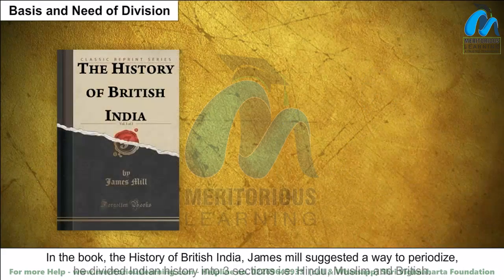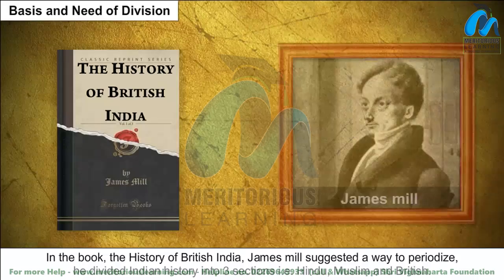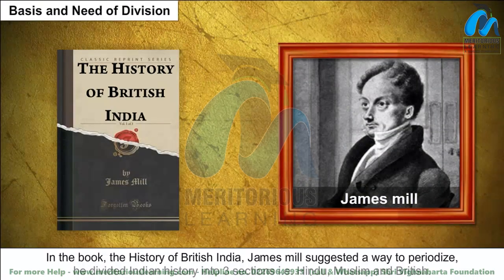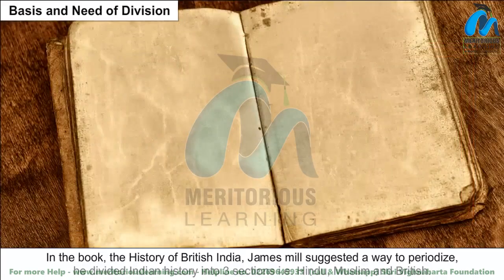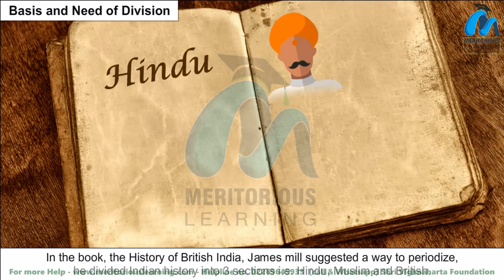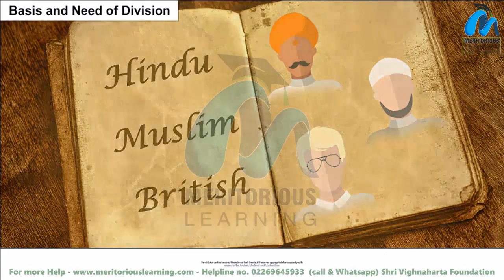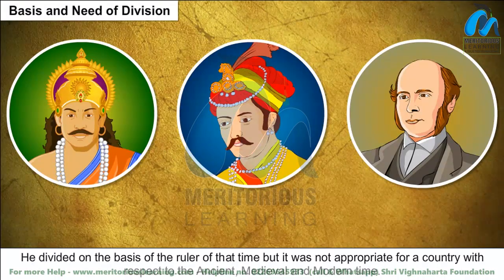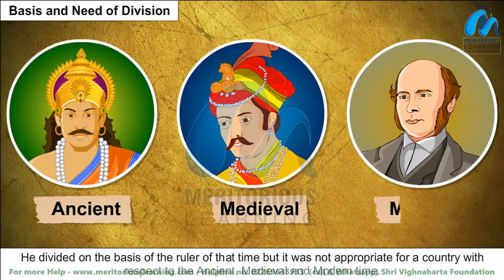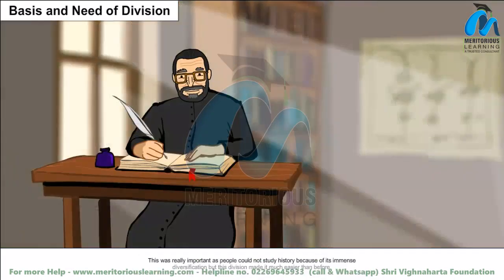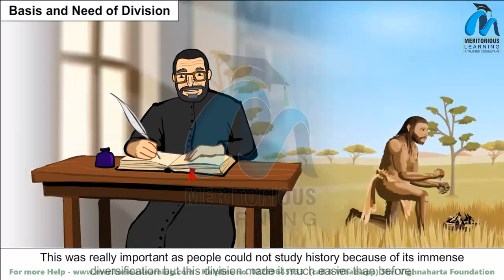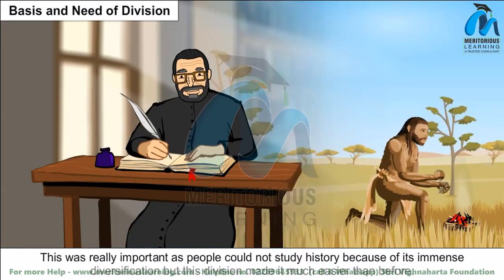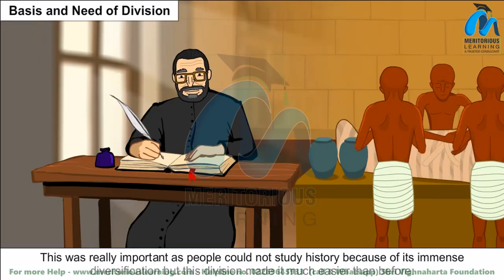In the book, The History of British India, James Mill suggested a way to periodize. He divided Indian history into 3 sections, that is, Hindu, Muslim and British. He divided on the basis of the ruler of that time, but it was not appropriate for a country with respect to the ancient, medieval and modern time. This was really important as people couldn't study history because of its immense diversification, but this division made it much easier than before.